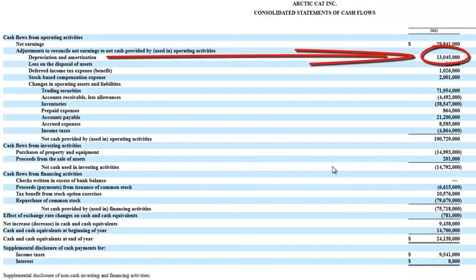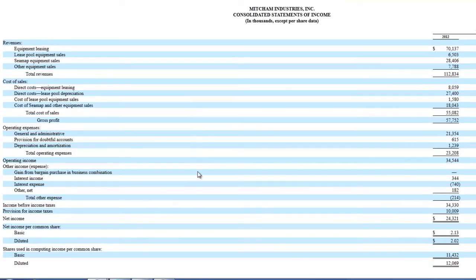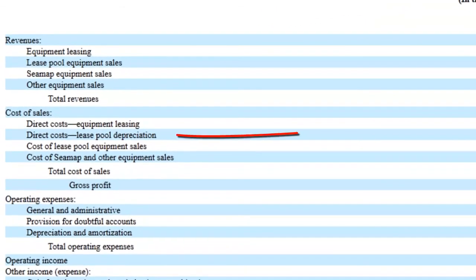And some companies choose to show you the depreciation on the income statement and others do not. For example, this is the income statement for Mitcham Industries, and as you can see, there is depreciation listed. But notice one thing: depreciation is listed twice. First, it is listed under the cost of sales, which is the same thing as the cost of goods sold. Then it is listed again under operating expenses.